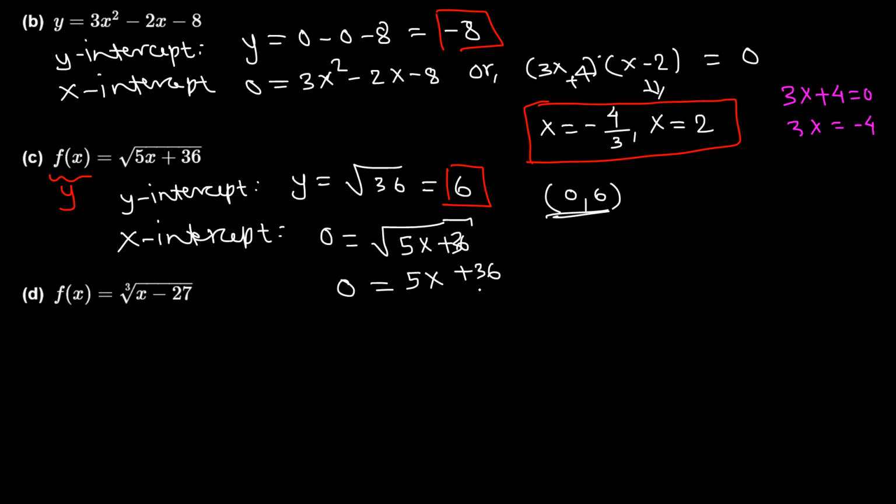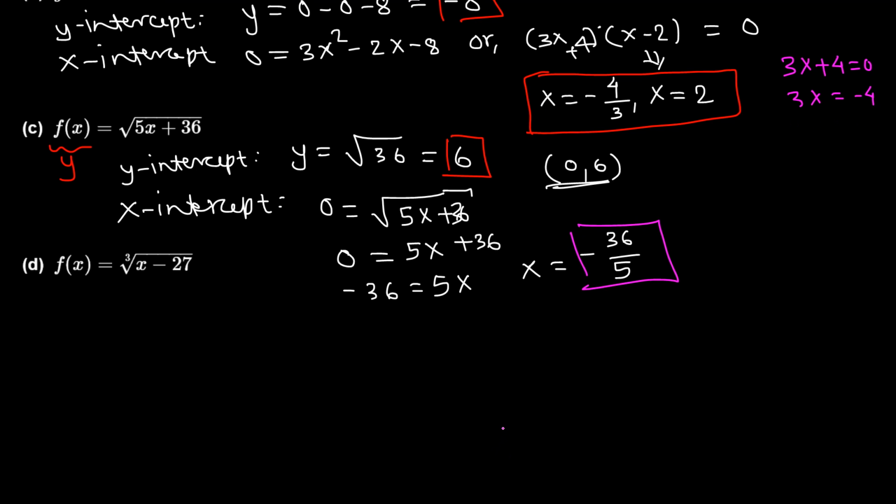Now subtract 36 from both sides, because we are trying to isolate x. Now divide by 5. So x equals negative 36 divided by 5. That's the x intercept. Okay, and finally part D, we got the cube root of quantity x minus 27, and let's do the easy part, the y intercept.